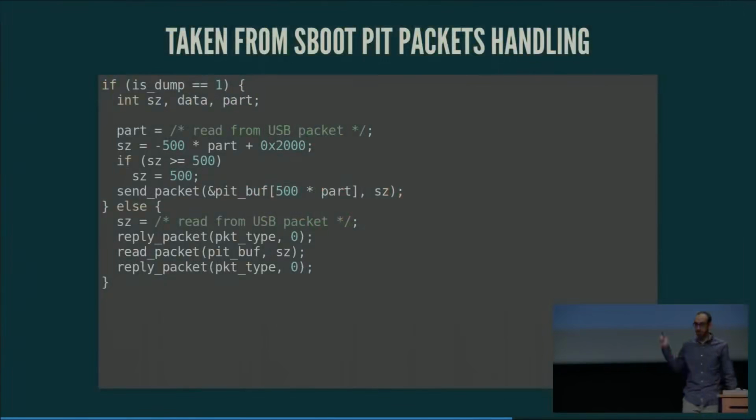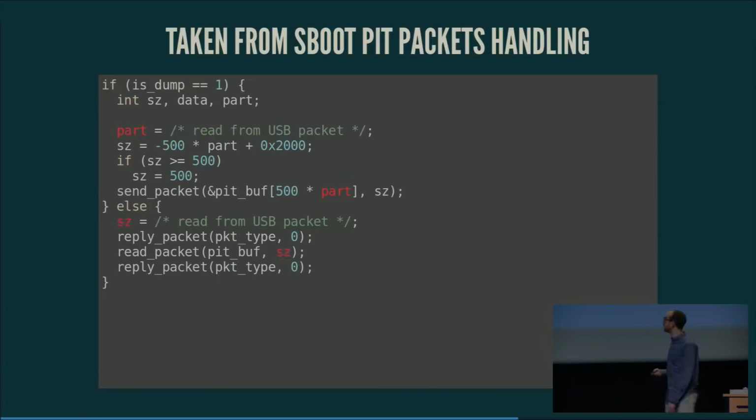So this is taken from the USB PIT packets handler from SBoot. This is C pseudocode that I wrote. You control this variable isDump, and if it's one, it will read something from the USB packet that you sent to it, and then it will give you a buffer, and it will use this number that you gave it as an offset into this buffer, but it doesn't do any boundary checks at all. So this is our out-of-bounds read vulnerability, right?